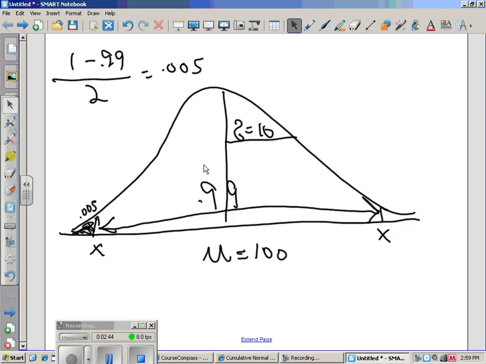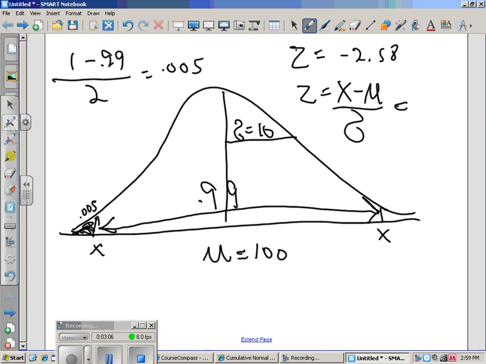Go back to the smartboard. So this is the z value that corresponds to this. z is equal to negative 2.58. But we know the relationship between z and x is x minus mu over sigma is equal to z, which in this case is negative 2.58. And the x in this case is unknown. The mu is 100. The sigma is 10. By cross multiplying the 10 and negative 2.58, we end up with a new relationship.